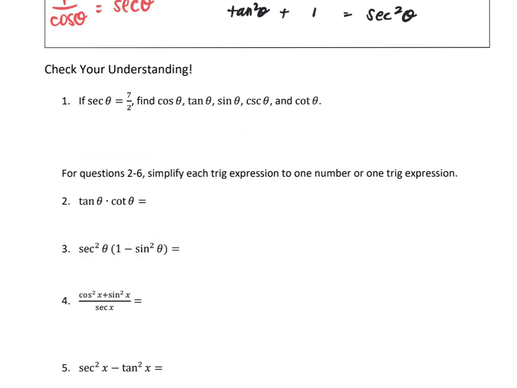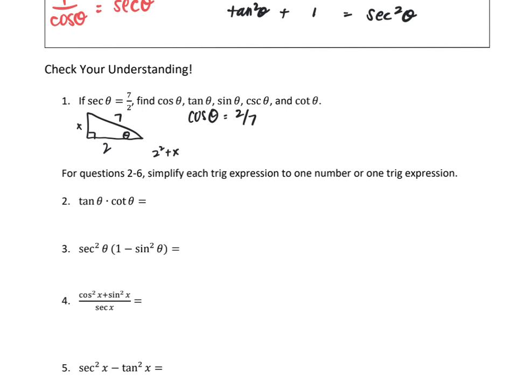Let's practice. Okay, so this first question is kind of right triangle trig. So it says if secant is 7 over 2, find the other trig functions. So I'm going to draw a right triangle, theta, and then secant is 1 over cosine. So that means that cosine is actually just the reciprocal of this, which would be 2 over 7. So I'm going to start with that. Cosine is adjacent over hypotenuse, 2 over 7. And then I need to find this other side length. So let's use Pythagorean theorem.